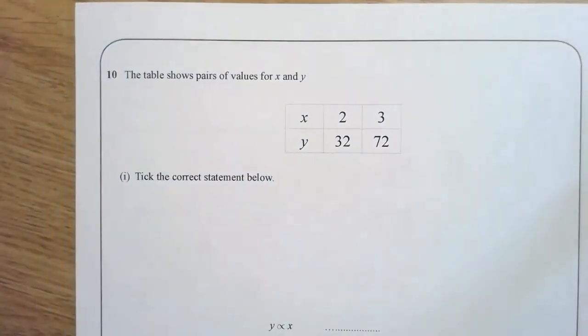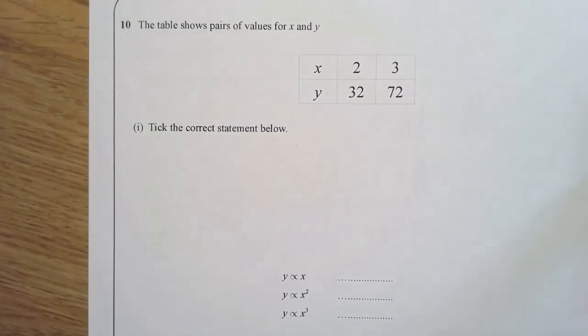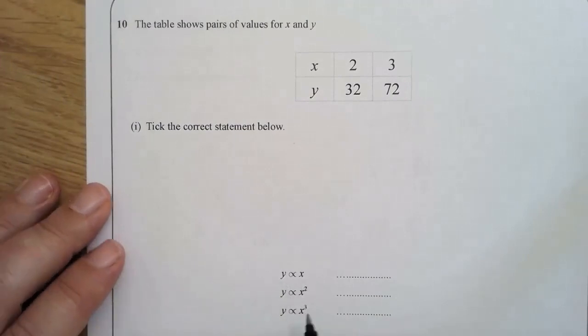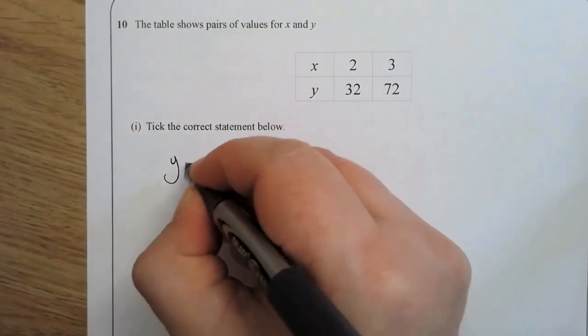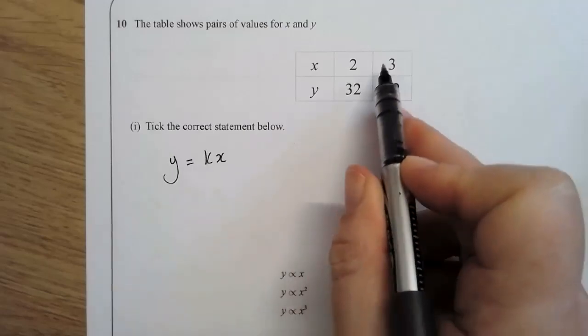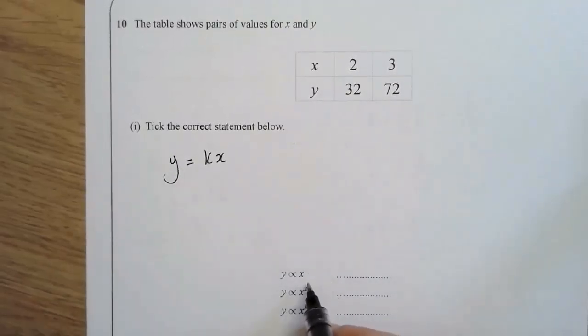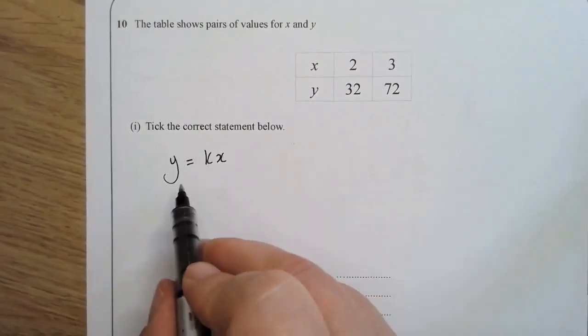And then the final one. The table shows pairs of values for X and Y. Tick the correct statement below. So we've got these proportionality statements here. Which one is correct if we're looking at this? So we're going to try them. Do we have the same K for both arrangements? This one is Y is proportional to X. This is that one here. So Y is proportional to X.